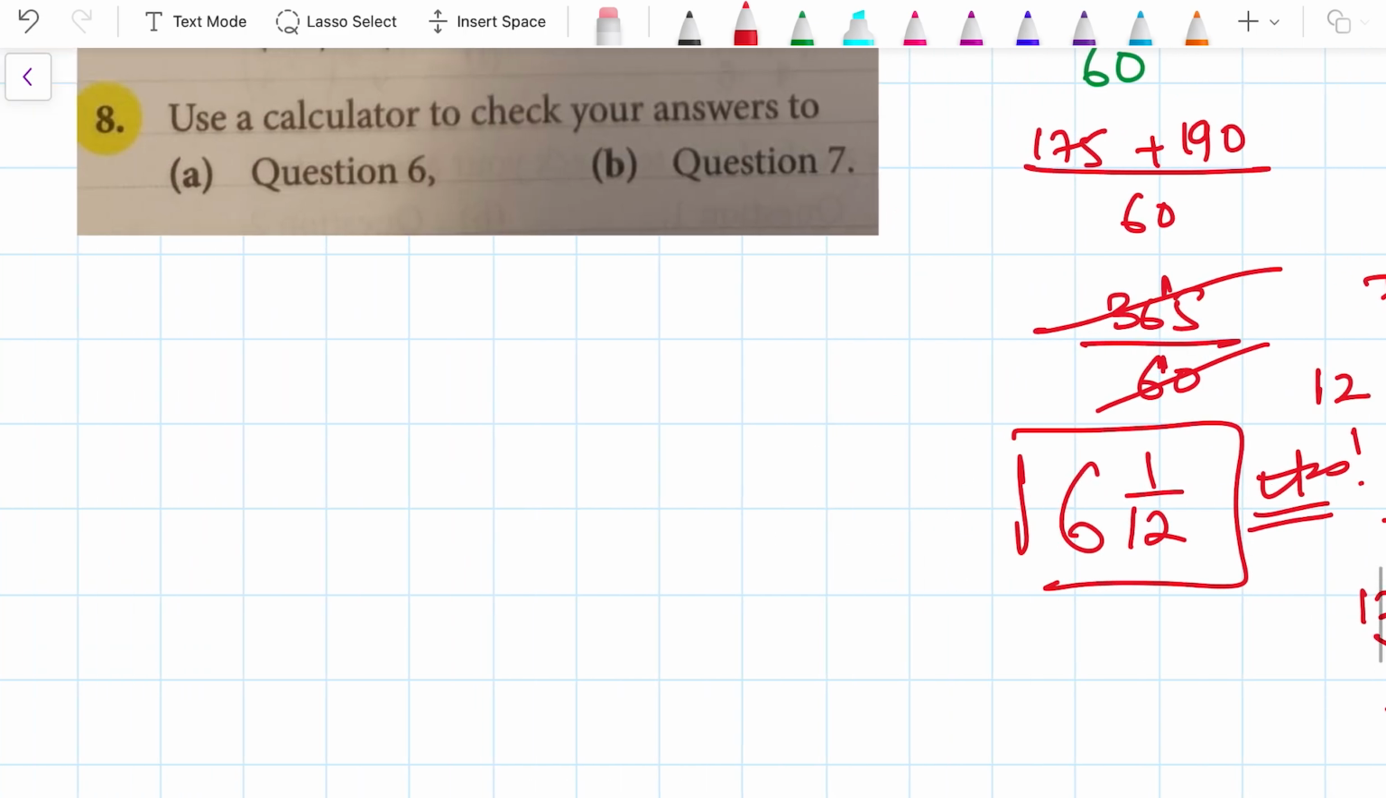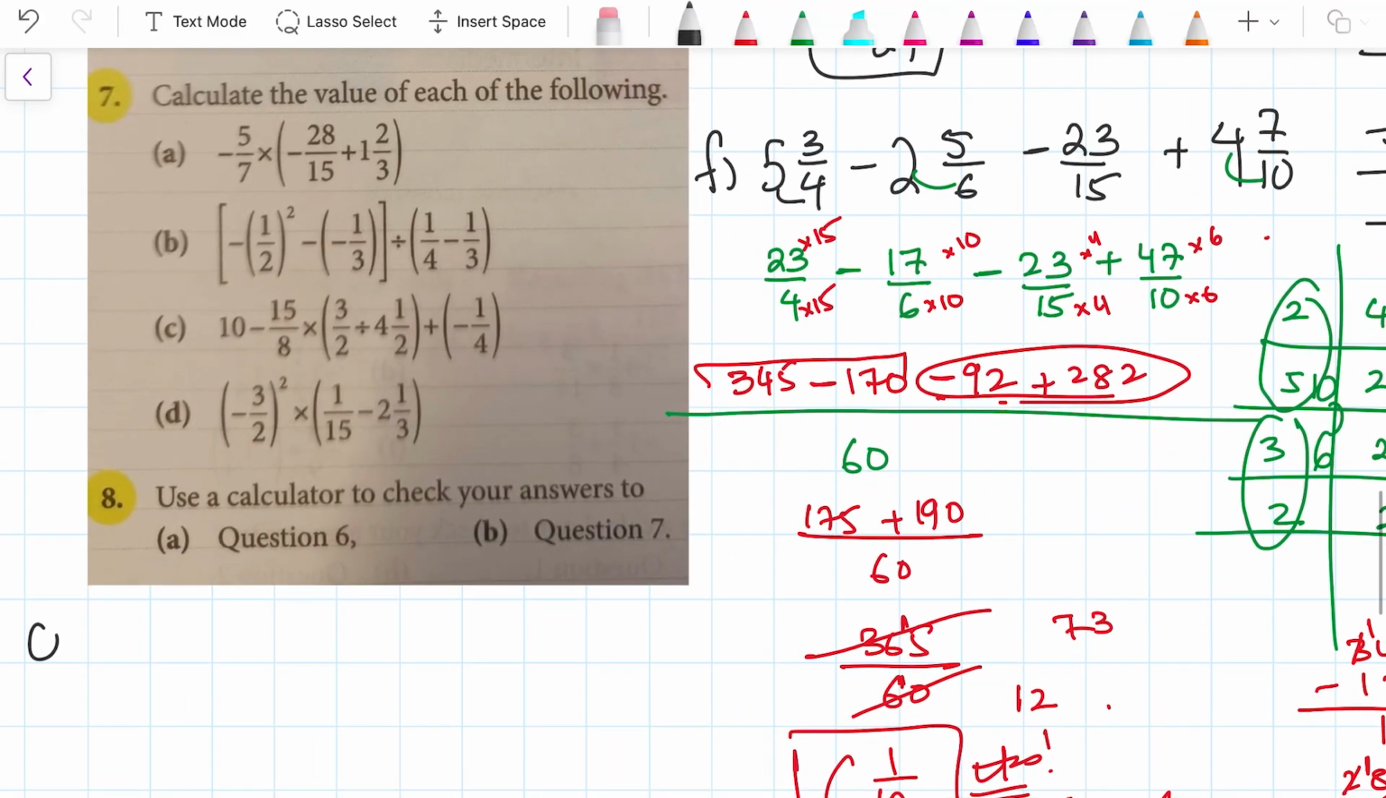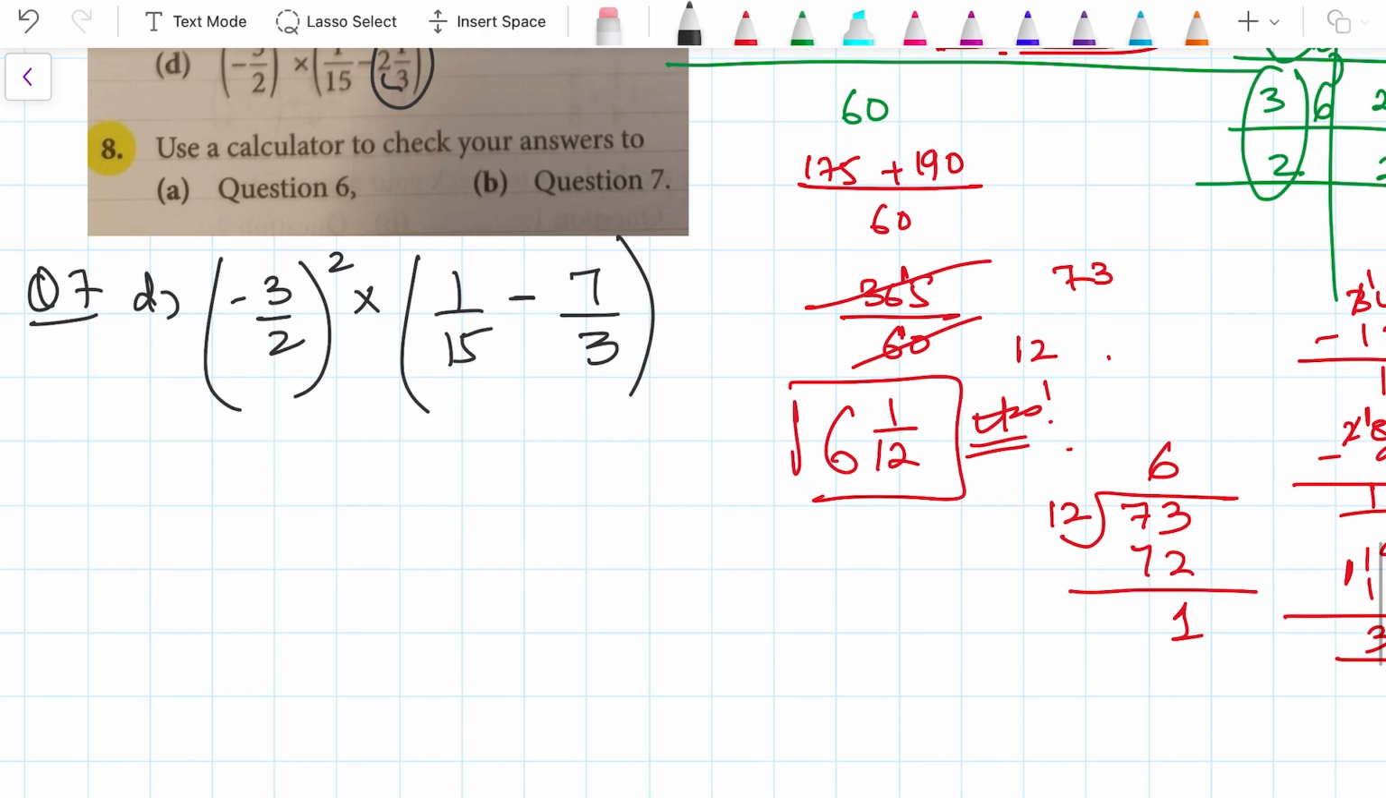Now let's move on to the other question. Question number 7, sorry. In question 7, I will discuss the D part first. Convert this into an improper fraction. 6 plus 7. How do you square a fraction? You square the numerator, you square the denominator.